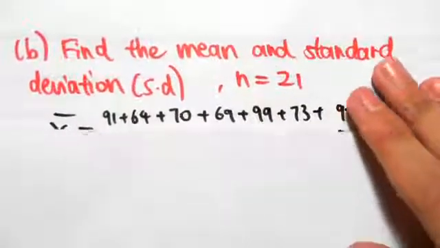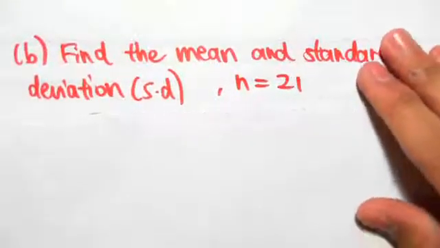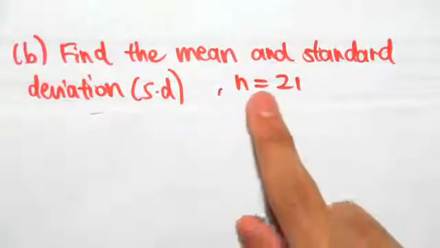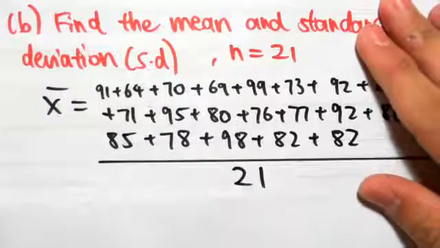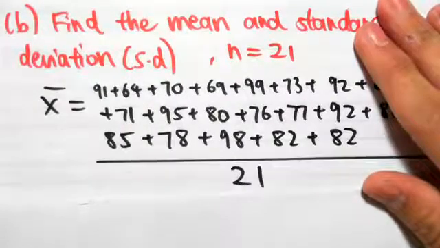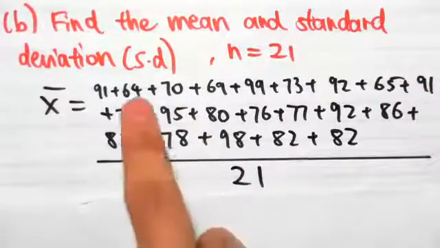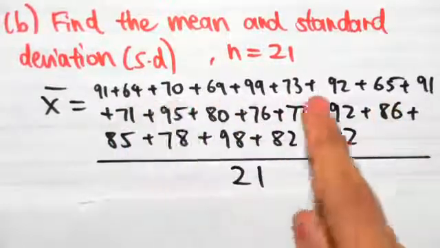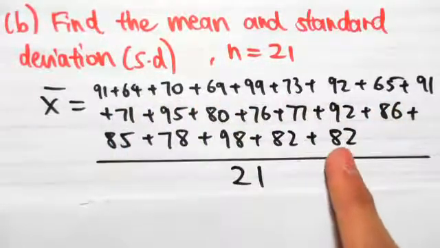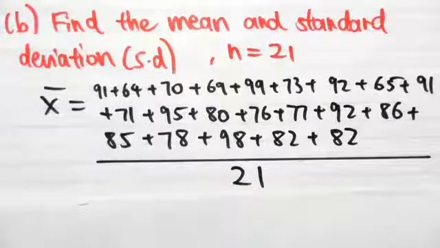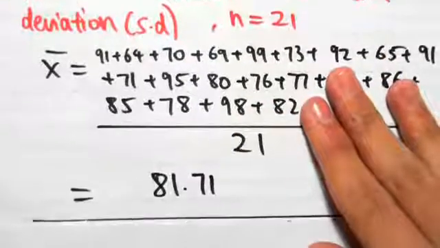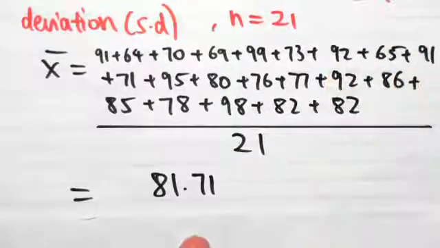So firstly, the data that we were given had 21 numbers, so our sample size is 21. So the mean, which we defined in the last video, is going to be the sum of all the numbers divided by the total amount of numbers summed, okay, which I've done here, so 91 plus all the way to 82, divided by 21 because 21 is our sample size. So when you put that into a calculator, that will give you the answer of 81.71. So that is our sample mean.